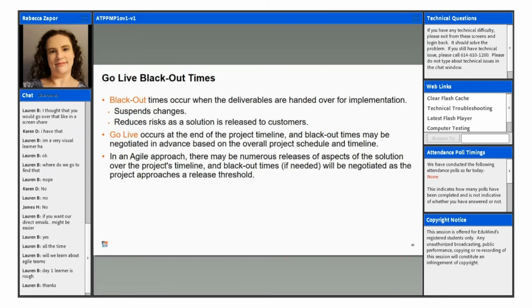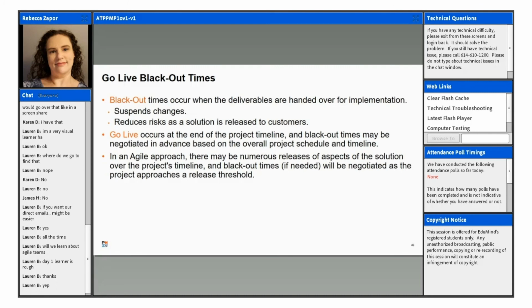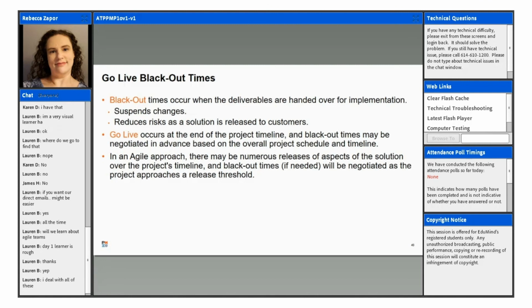In Agile, Lauren, as we were talking about, there are a number of releases of the solution over the project timeline. You've got sprints, or iterations, where you're doing work, usually 2 to 4 weeks, and at the end of that you're going to have some type of release, so that blackout time is going to be negotiated as the project approaches a release threshold.